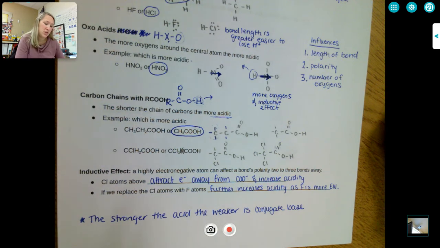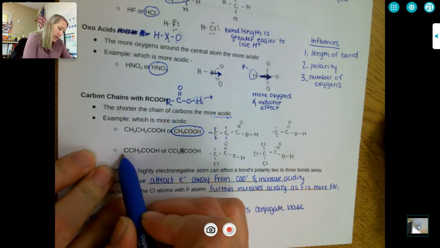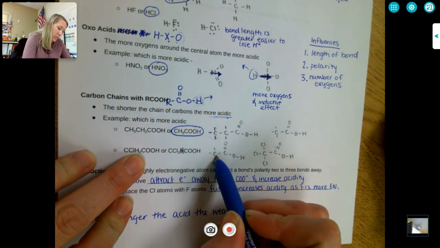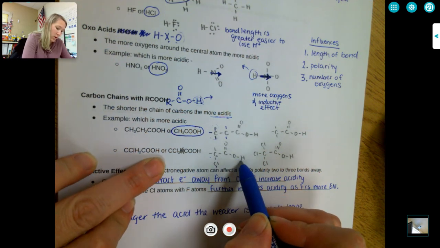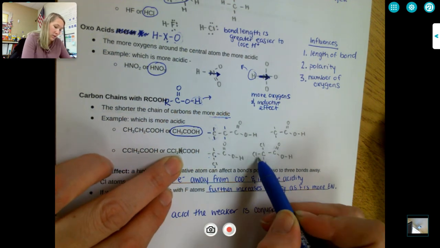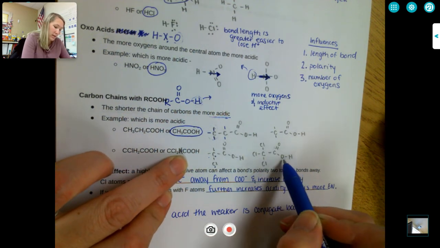Well, what if I start changing out my hydrogens for something like chlorine? Well, that means that I'm going to have something that's more electronegative in my compound. If I'm adding in something that's more electronegative in my compound, that's going to influence the strength of my acid because now I'm having a greater inductive effect. So here I have CClH2, so carbon, a chlorine, and 2 hydrogens to a carbon double bond OH versus a carbon attached to 3 chlorines, carbon double bond OH.